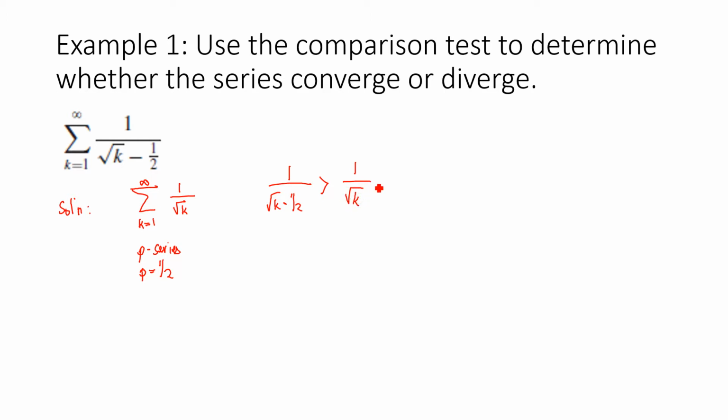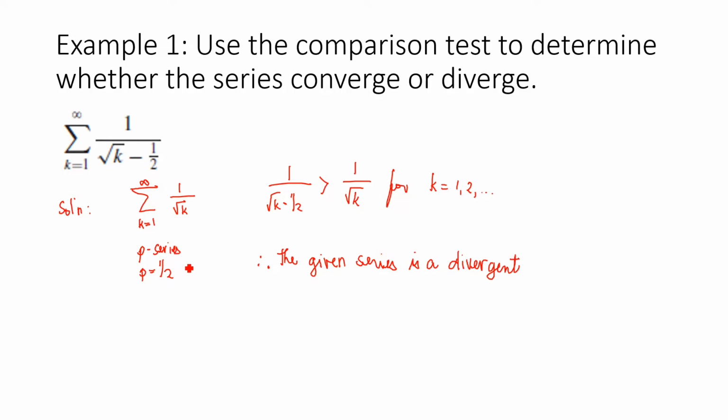Okay, for k equals 1 or 2 and so on. So in this case, we could say that we have already proved that the given series is a divergent series, because this series is divergent from the p-series.